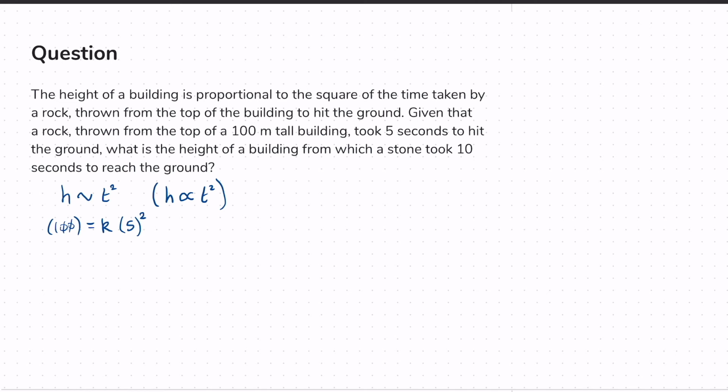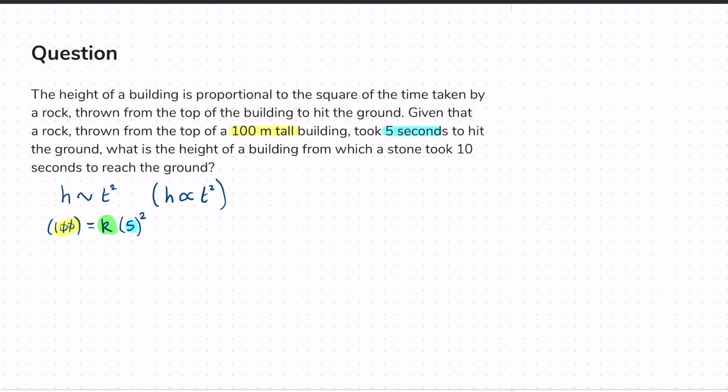So again, we have a 100-meter tall building. We have 5 seconds. All right, so here's our time. Here's the size of our building. And we need to figure out what K is in order to solve the question, which is, what is the height of a building from which a stone took 10 seconds to reach the ground?